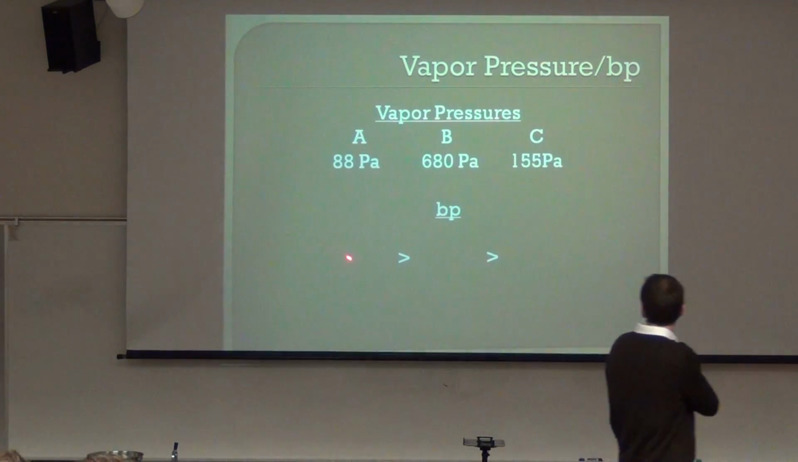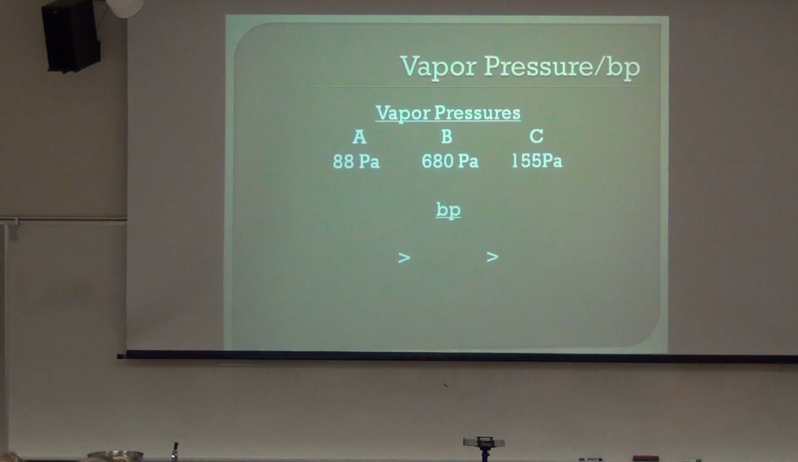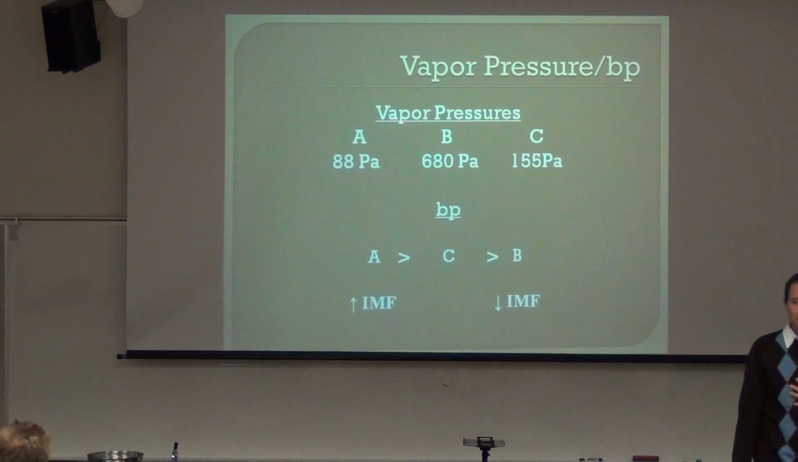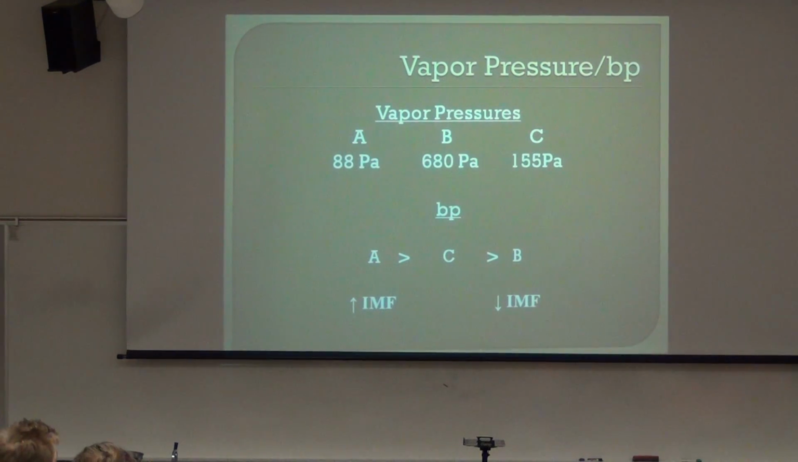So then what does that mean? Which one am I going to come up first on the biggest boiling point? A, then C, then B. Because that is the strongest IMF, and that is the weakest. So that is the leap that you need to be able to take. You need to understand that vapor pressures are opposite to the normal IMF increase-decrease situation. Why?